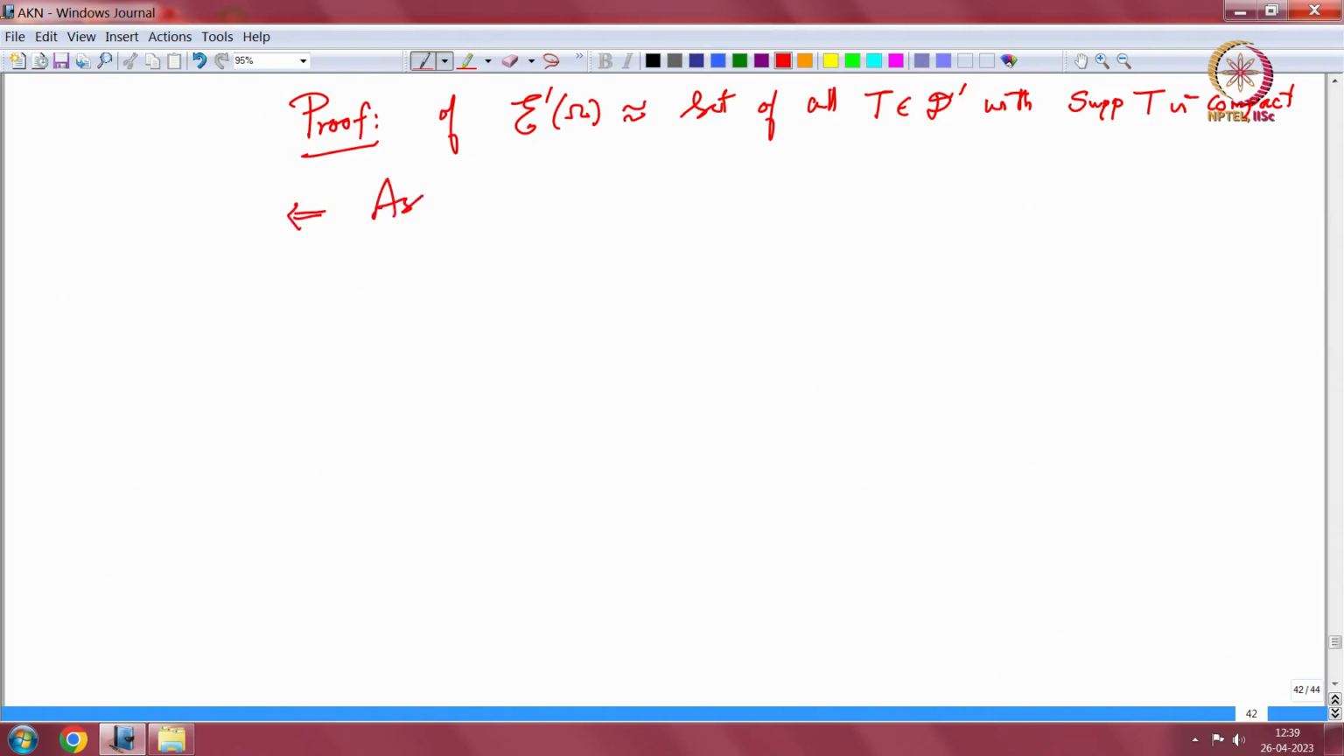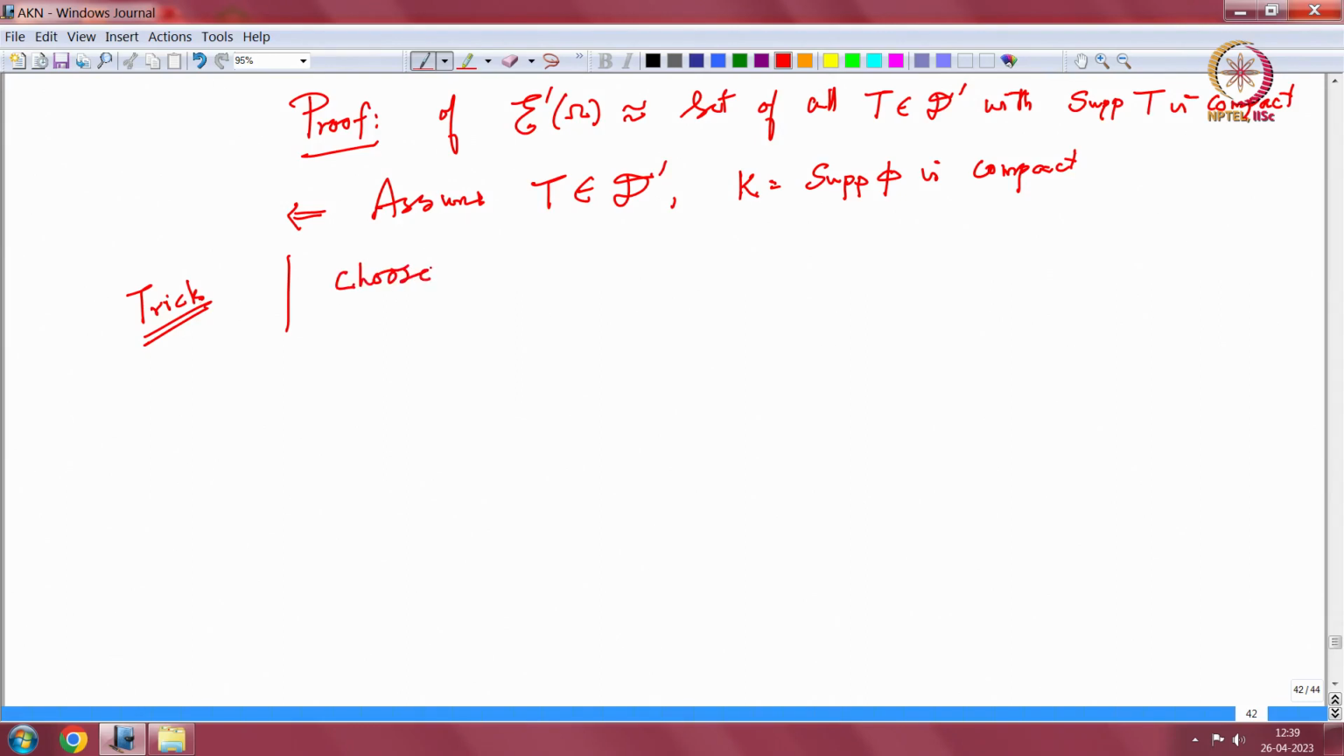Assume T is in D prime and K is equal to the support of T, which is compact. So again I use a trick, a kind of trick you may use later also. We continuously use this trick, and you may have to do these tricks throughout this course.